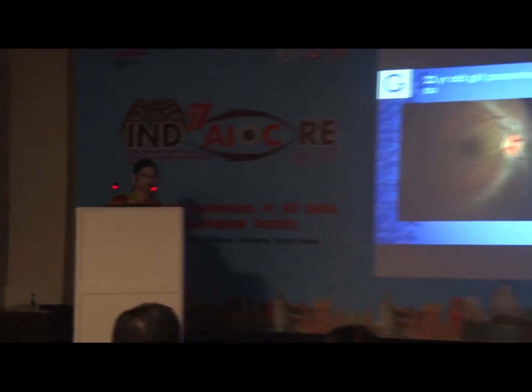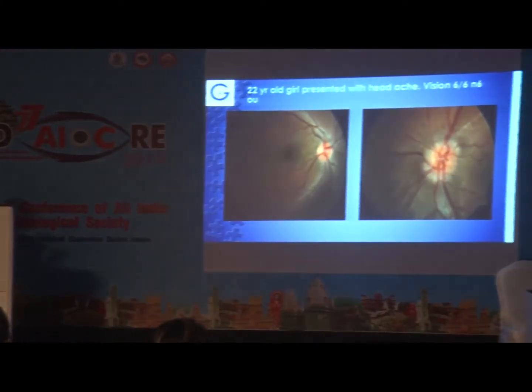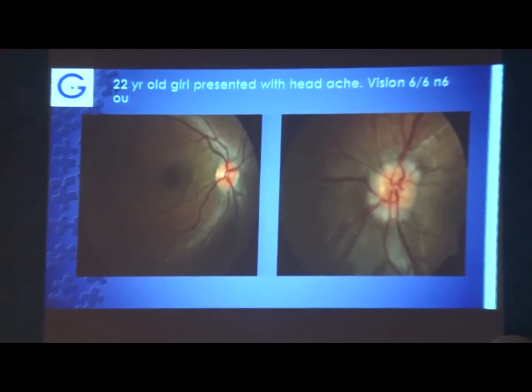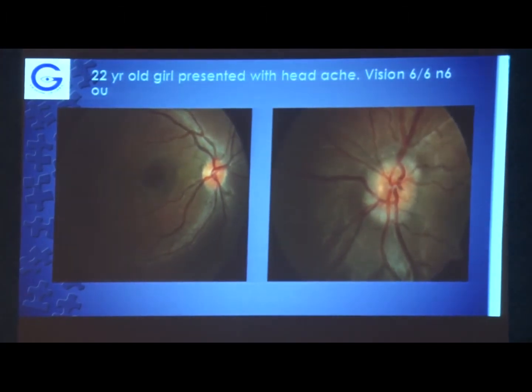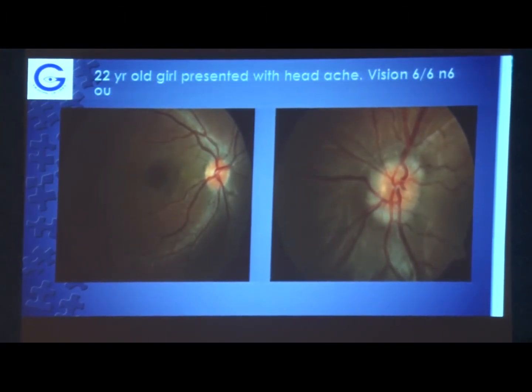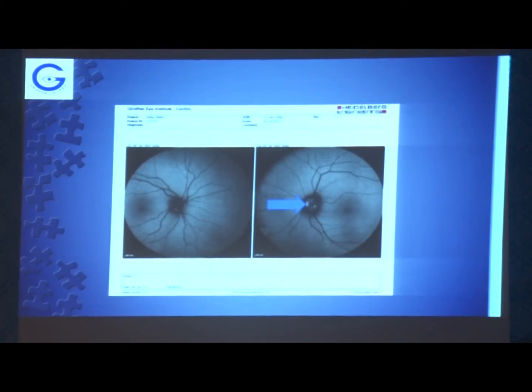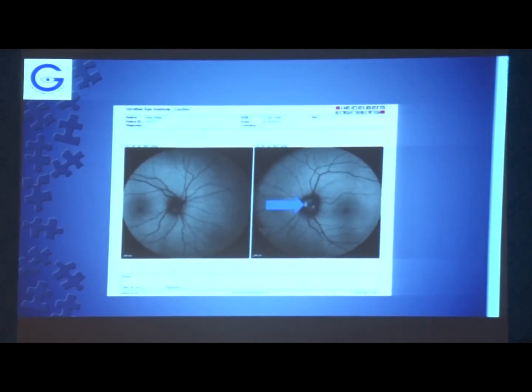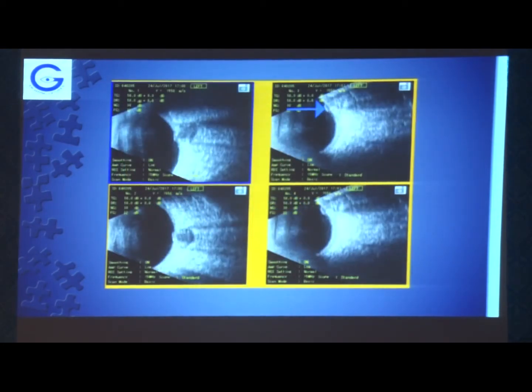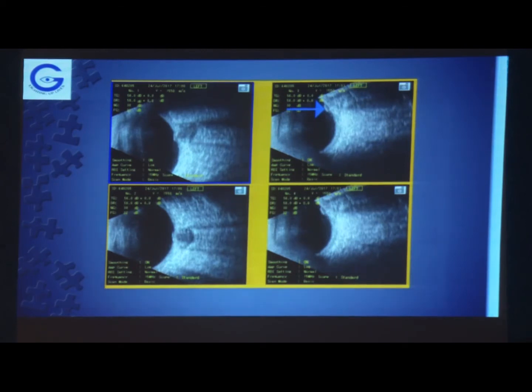So this is a 22-year-old girl presented to us with a headache, and vision was 6/6, N6 in both eyes. The right eye was normal. Look, this is a fundus picture. Right eye was normal, and the left eye showed disc elevation with blurred disc margins. We did the fundus autofluorescence, and that picked up the disc drusen. We also did the B scan, which confirmed our diagnosis of disc drusen.